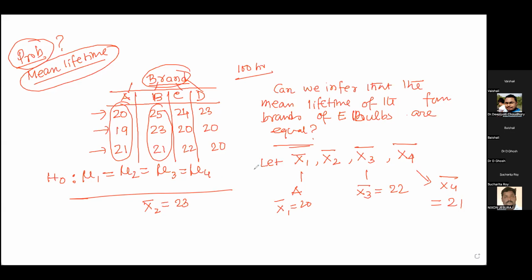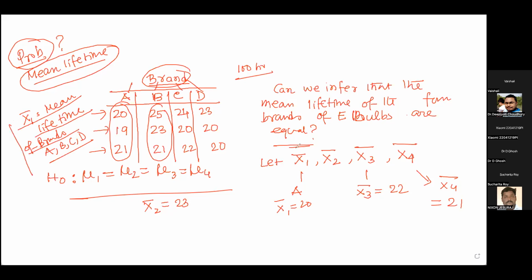So these are basically denoting the mean lifetime of brands A, B, C, D. So these are the mean lifetime of the brands A, B, C, D.